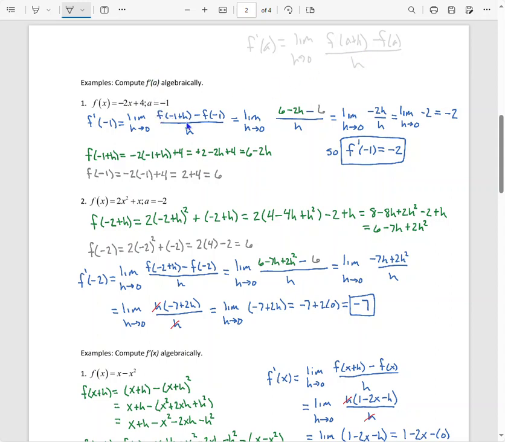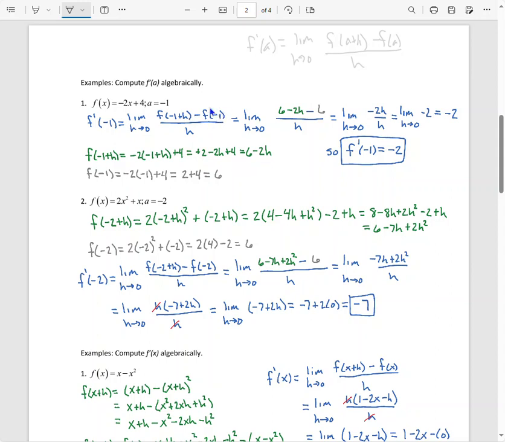Here we go. So f prime of negative 1 is the limit as h approaches 0 of f of negative 1 plus h minus f of negative 1 all over h. Let's find those pieces. I'm going to do the first piece, f of negative 1 plus h, here in green. So that's a negative 2 times a negative 1 plus h plus 4. Distribute, I'll have 2 minus 2h plus 4, which is 6 minus 2h.